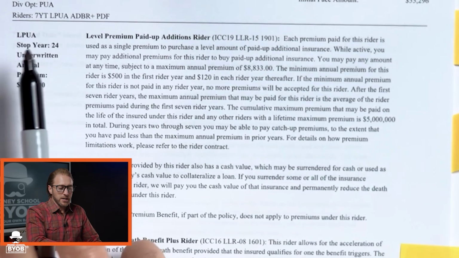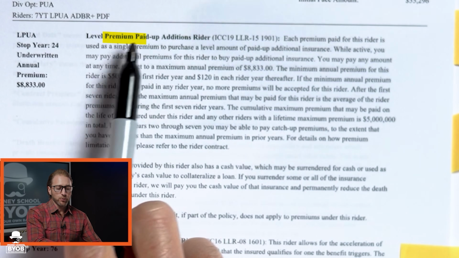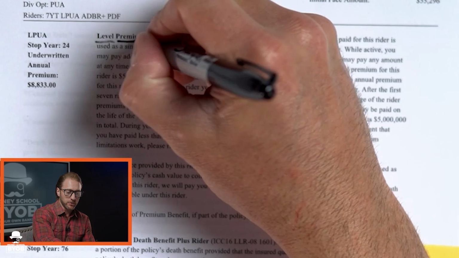So now we're getting into more of the fine print, but this right here, LPUA, all that stands for is we're going to do a level premium paid up rider. So remember, we talk about paid up additions and base. Those are the two components, and then the third component is the term rider, which we already covered was the 7-year term rider to satisfy the MEC 7 pay rule. So the paid up additions, we're going to design your policy so that your paid up additions are part of every premium you do, hence the level premium.